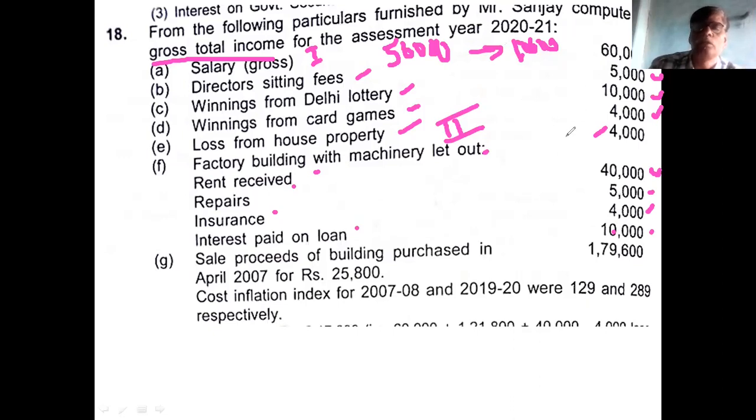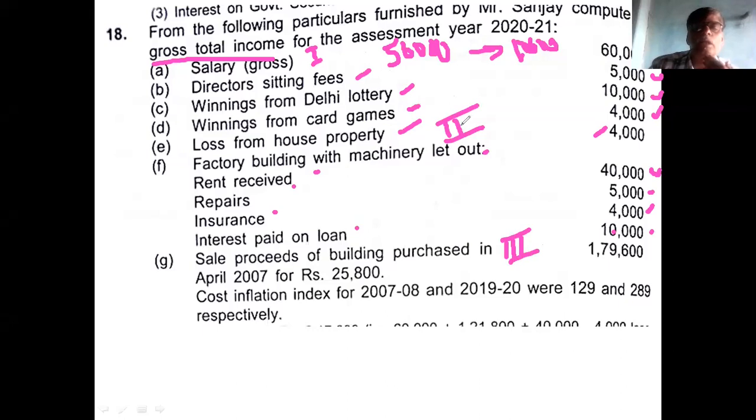Salary income is 10,000. House property loss, 4,000. Other source, 40,000. Then the next is income from sale of proceeds of building. Sale proceeds of building is 1,79,600 and its cost is given. So you have to calculate long-term capital gain. You take full value of consideration, 1,79,600 less index cost of acquisition, you will get capital gain.